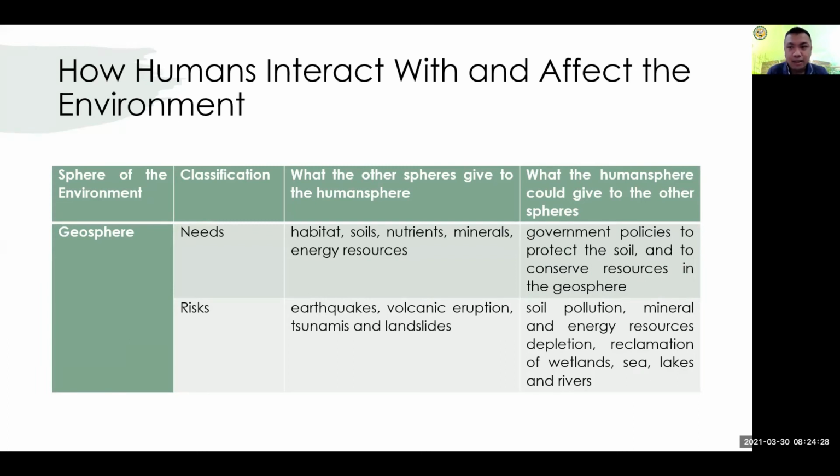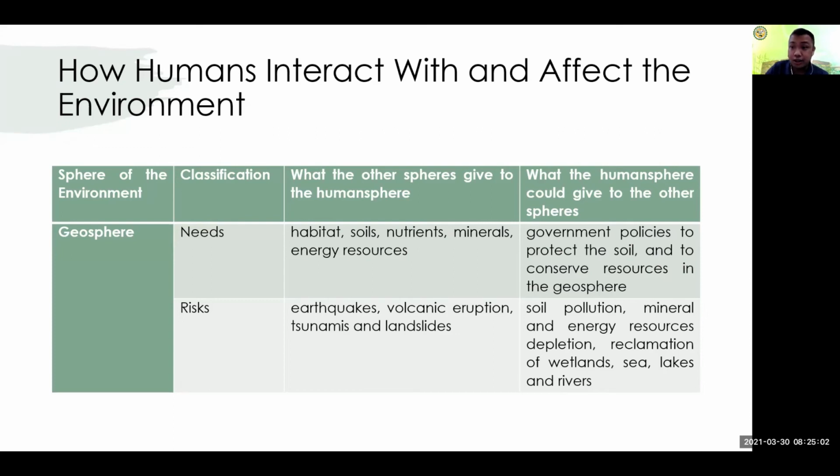So we could classify this in terms of needs and risk. When we talk about needs, these are actually the positive inputs or positive factors that can be provided to the human sphere as well as the human sphere providing to another sphere. So risks, these are, of course, risks that the specific spheres provide to the human sphere and the human sphere providing back to another sphere.